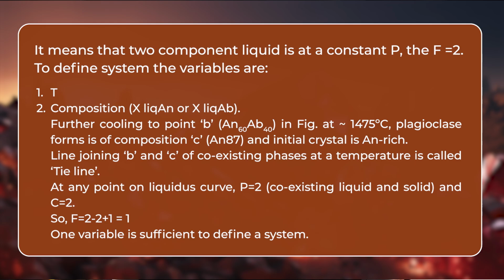At any point on the liquidus curve, P equals 2, coexisting liquid and solid, and C equals 2. So, F equals 2 minus 2 plus 1 equals 1. One variable is sufficient to define the system.